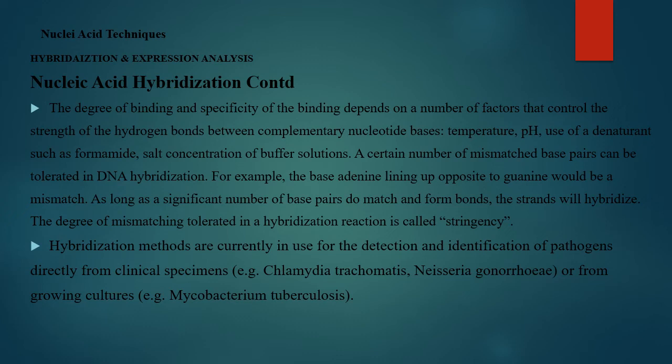Then the next point. It says that hybridization methods are currently in use for the detection and identification of pathogens directly from clinical specimens. So now we can use hybridization methods to detect and identify pathogens from clinical specimens. So directly in the specimen, we can do hybridization to identify a pathogen.